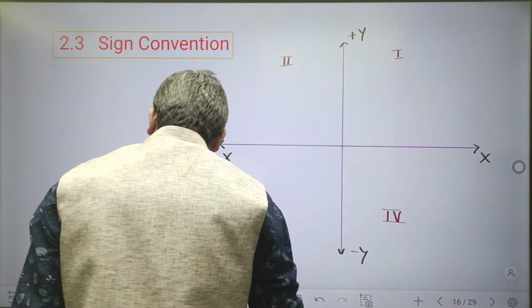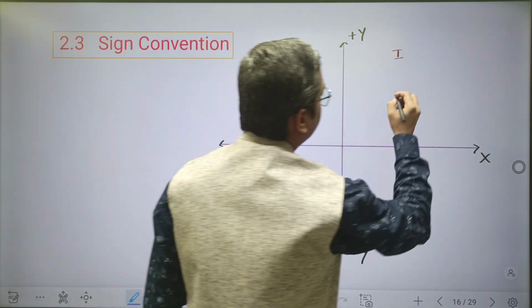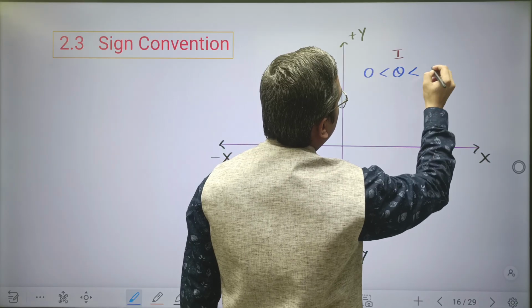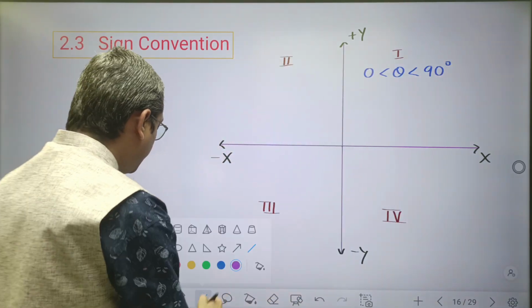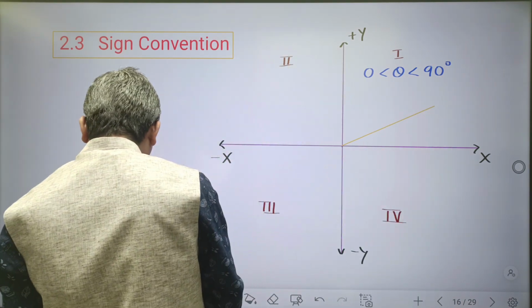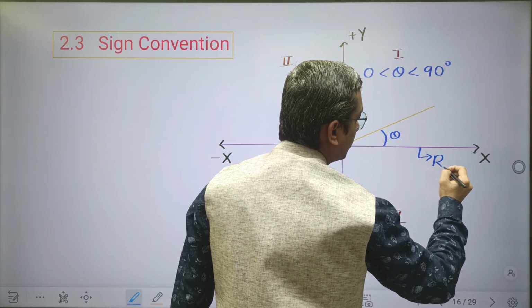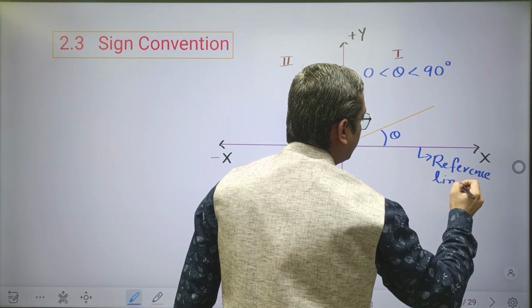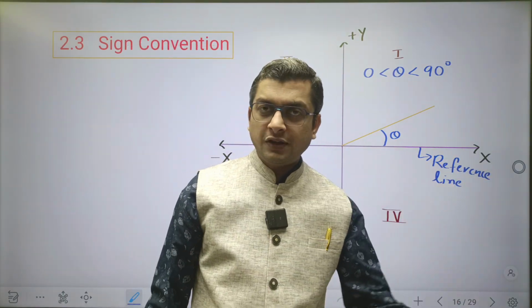Now, what are the features of these quadrants? In the first quadrant, theta is greater than 0 degree but less than 90 degree. Suppose you construct any line here. The angle made by this line with this reference line, this is known as the reference line. Whatever angle we measure will always be from this positive x-axis, and this positive x-axis is the reference line.